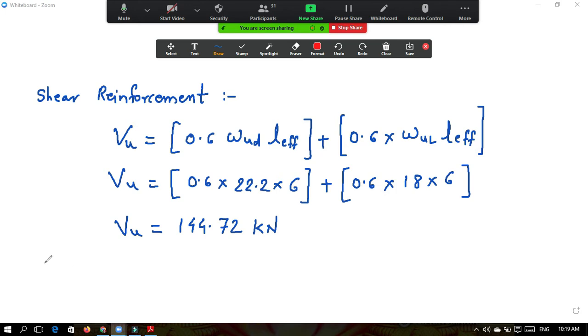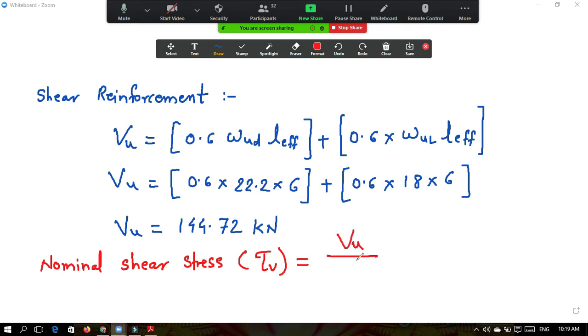So after the calculation of shear force, we will calculate nominal shear stress. Nominal shear stress is denoted by tau v notation, which is equal to Vu upon bd. So if you put the values, you will get the answer. Your shear force is 144.72 kilonewton, so multiplied by 10 raised to 3 divided by b into d. So we have assumed our width as 300 into, what was our depth?